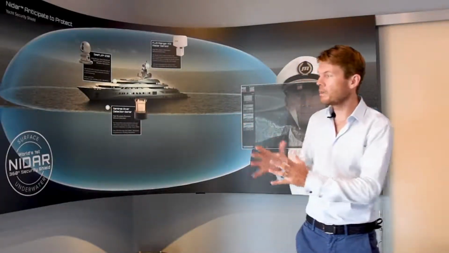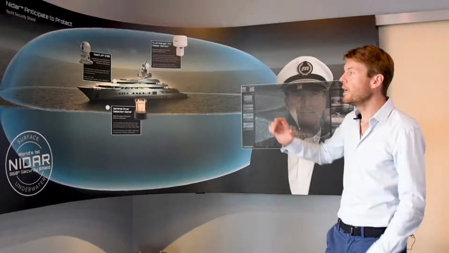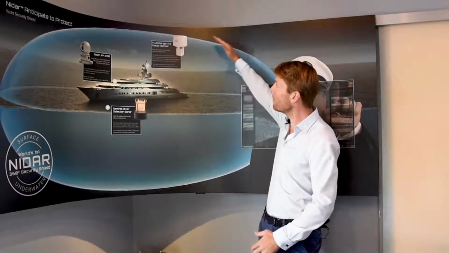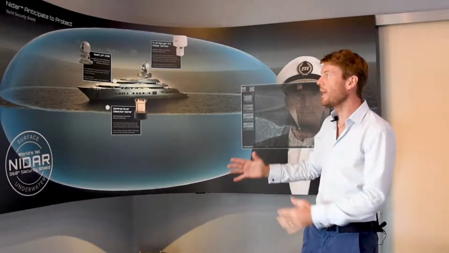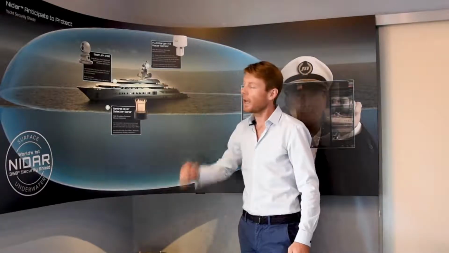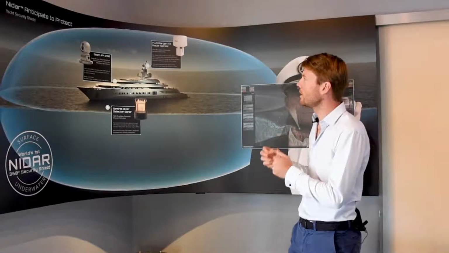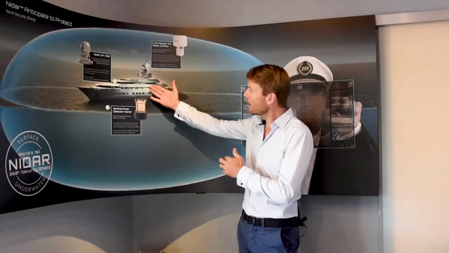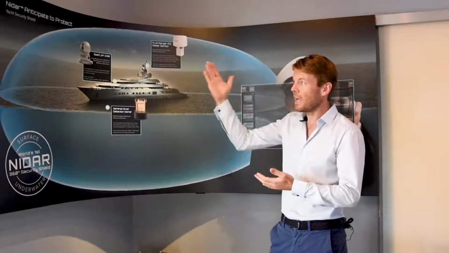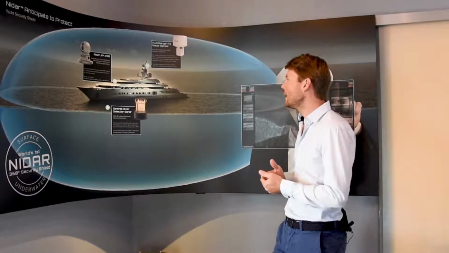So what we are doing here at the company Mars is actually building up a security shield above and below the waterline around an asset that could be, as here for example, a yacht. What do we do there? We actually protect the vessel against air targets, which could be drones.